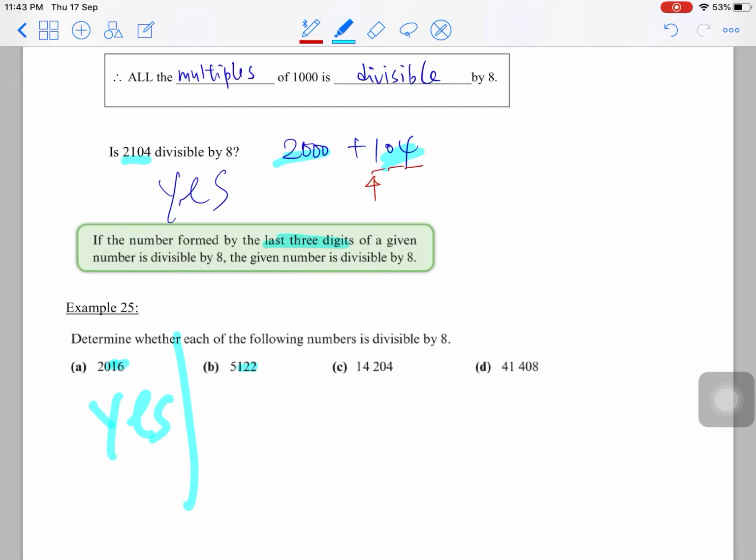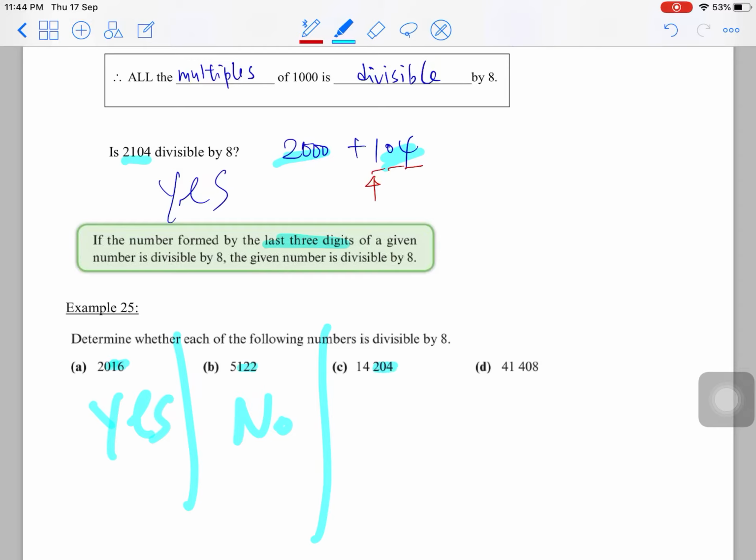So the last three digits, 122, is it divisible by 8? You try: 122 divided by 8 should be 15. We still have the remainder, 15 point something. So this one is no because 122 is not divisible by 8.